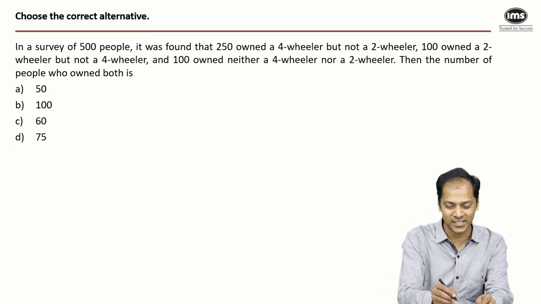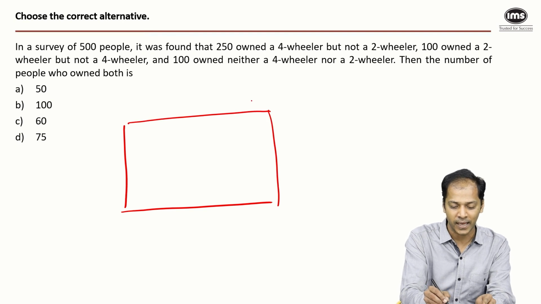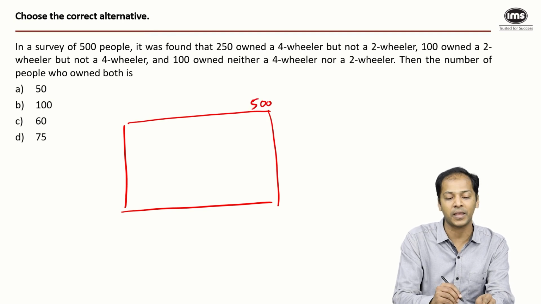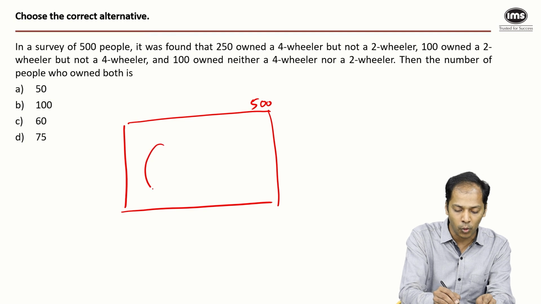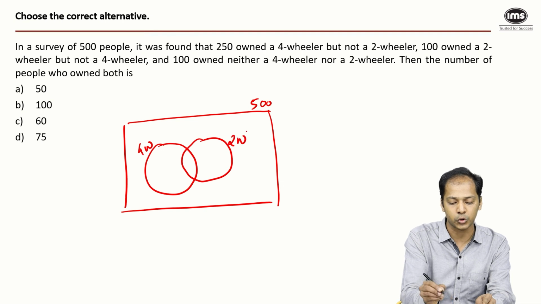Alright, so let's check the solution. I'll draw the universal set. In a survey of 500 people, so totally there are 500 people. There are some people who owned four-wheelers and there are some people who owned two-wheelers. So four-wheelers and two-wheelers.